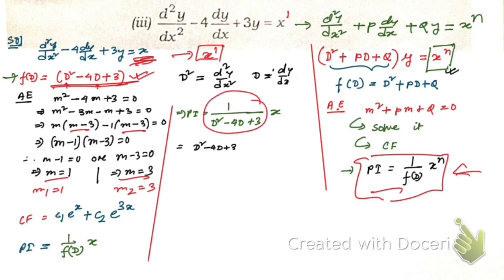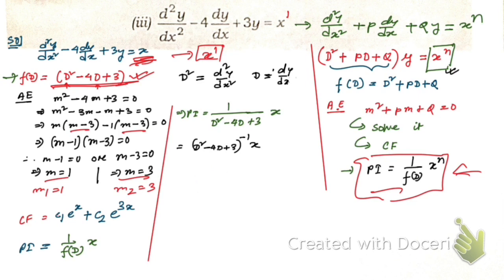Instead of writing 1 by f of D, you can write f of D inverse, right? That's what I'm going to do here. So I have written here D square minus 4D plus 3 whole to the power minus 1 into x. Now you see, we are going to express this in this form, 1 minus x or plus x, whatever you write, whole to the power minus 1. Then we're going to expand this using binomial theorem. Okay, so let me show you how to do that.